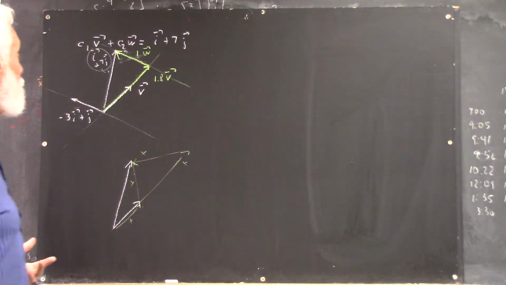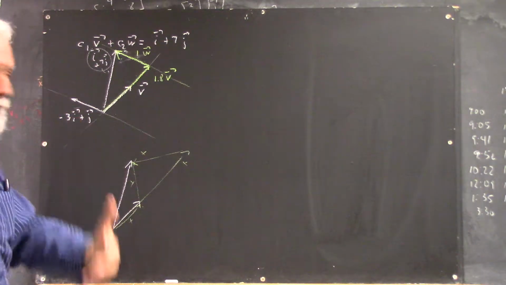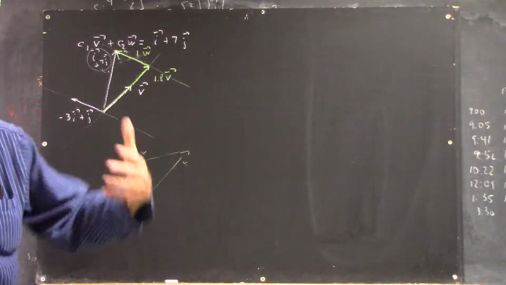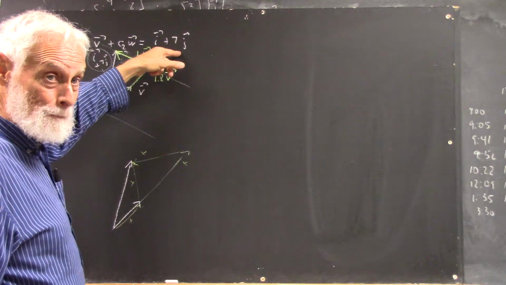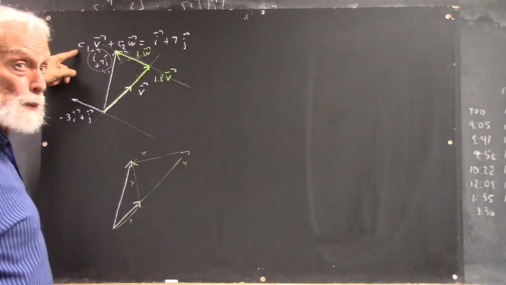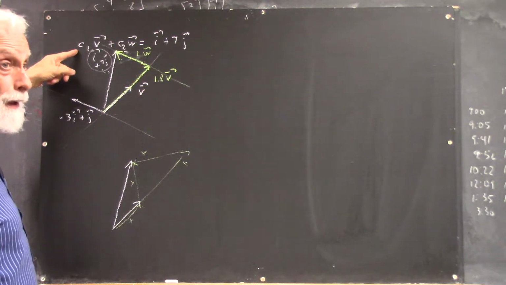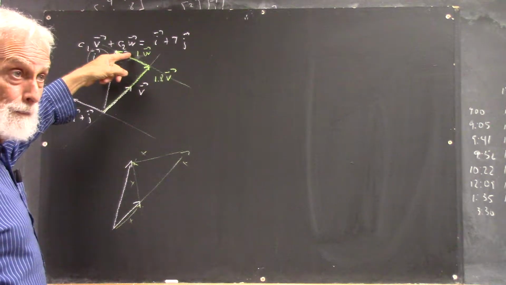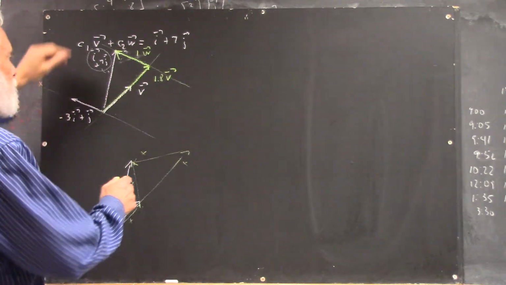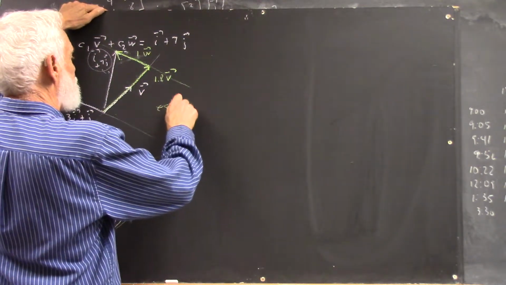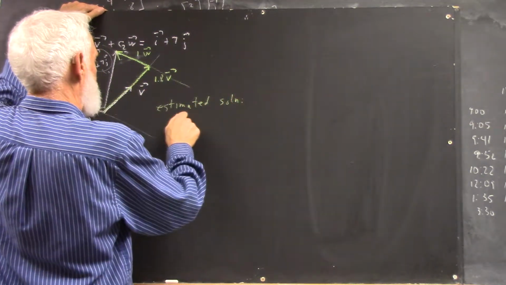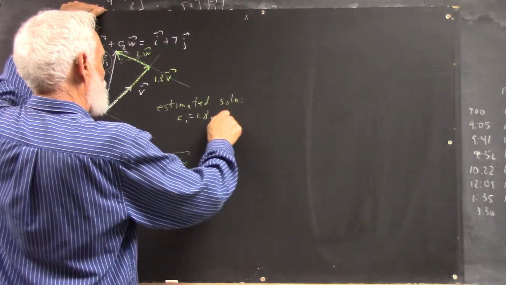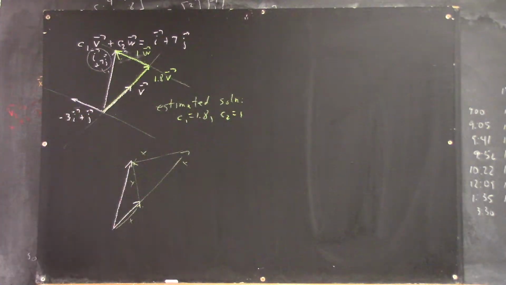So we would conjecture, though we're not confident that we've got it exactly right, that 1.8V plus 1W equals this. Meaning that C1 would be what? 1.8. And C2 would be 1, right? So this leads to an estimate: C1 equals 1.8 and C2 equals 1, right?